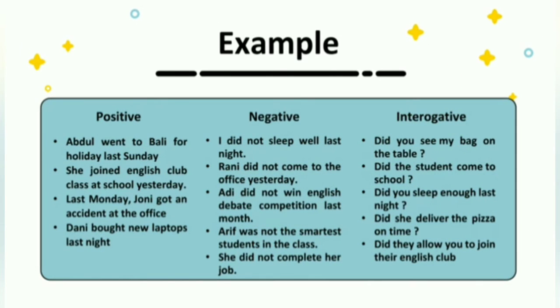Example of simple past tense affirmative sentences. Following this, examples of simple past tense positive sentences. Abdul went to Bali for holiday last Sunday. She joined English club class at school yesterday. Last Monday, Johnny got an accident at the office. Johnny bought new laptops last night.